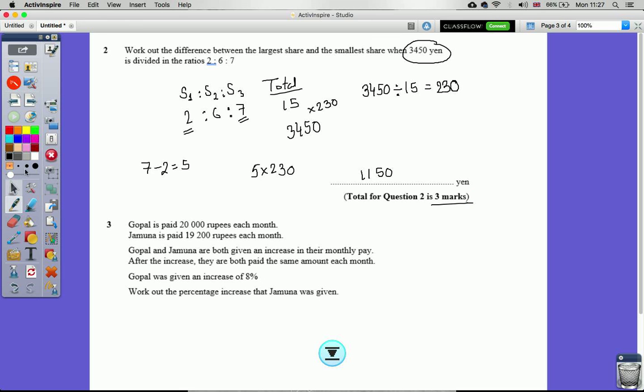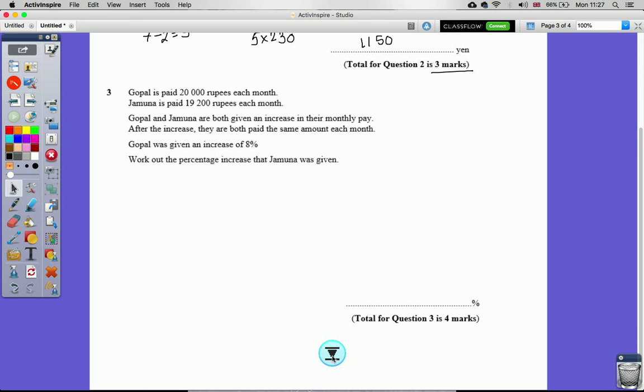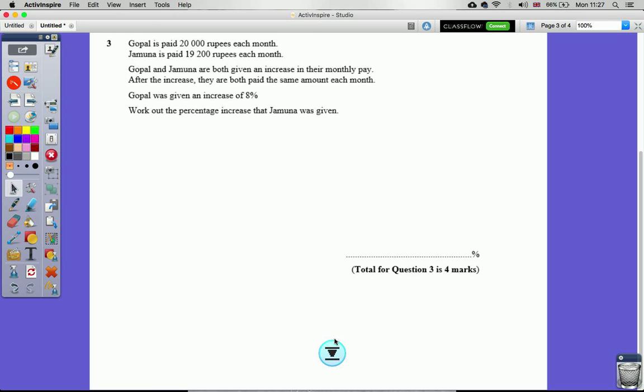Okay, now the next part of the question, question number 3, is asking you: Gopal is paid 20,000 rupees each month. Jamuna is paid 19,200 rupees each month. Gopal and Jamuna both are given an increase in their monthly pay. After the increase, they are both paid the same amount each month. Gopal was given an increase of 8%. Work out the percentage increase that Jamuna was given. A lot of information given here, but still it's doable.